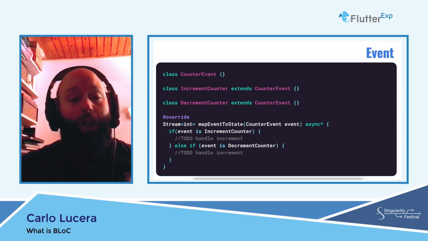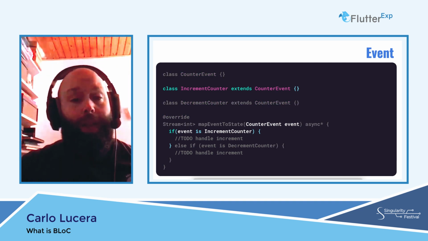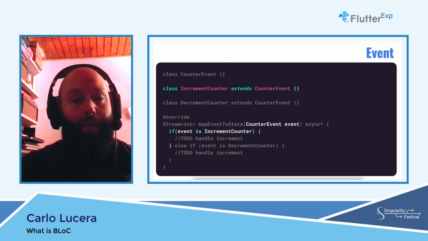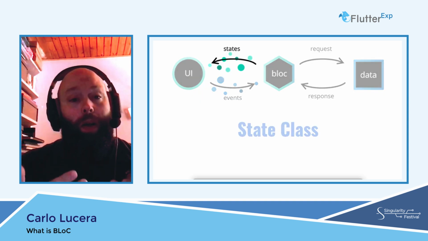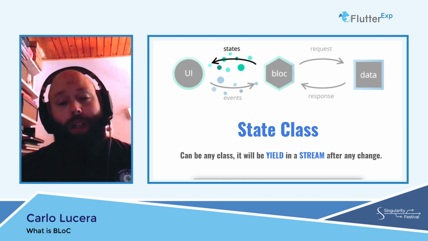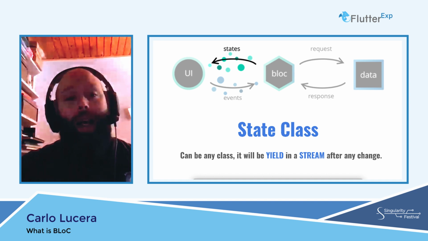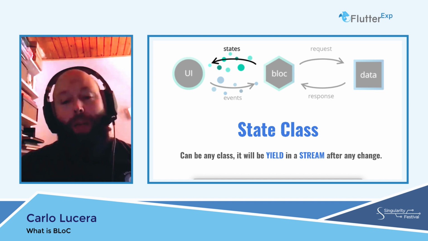We can discern what the event that reached the BLoC is. For example, in this case, we can have an increment counter event that extends our counter event. Since increment counter is still an instance of counter event because of the inheritance, we can handle that case in particular. Then, after we handle the event, we need to do something with the state, because the state must change, and we should update the UI with that.